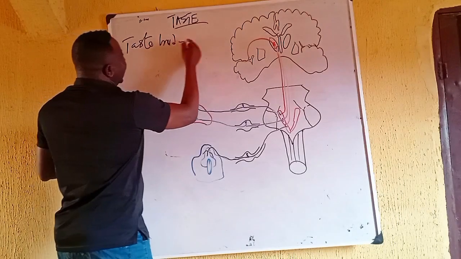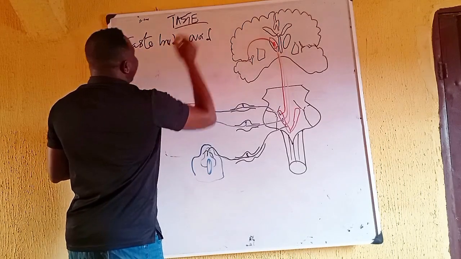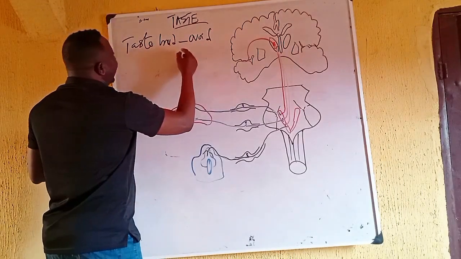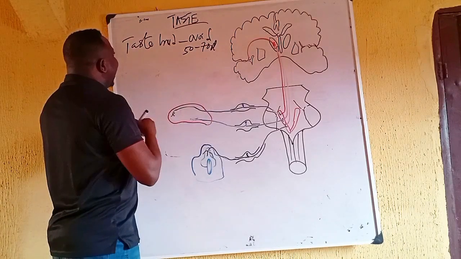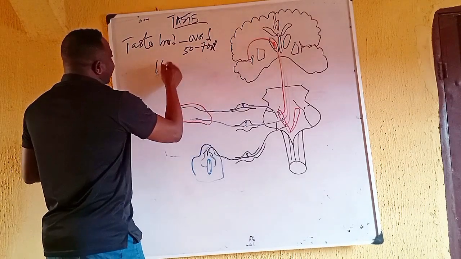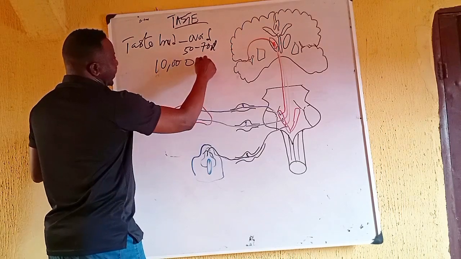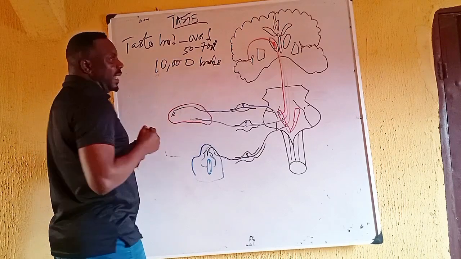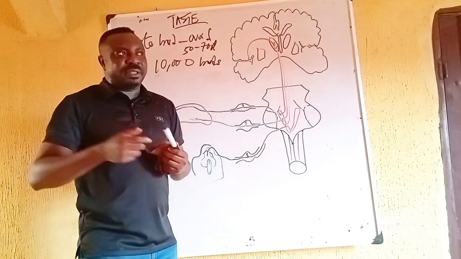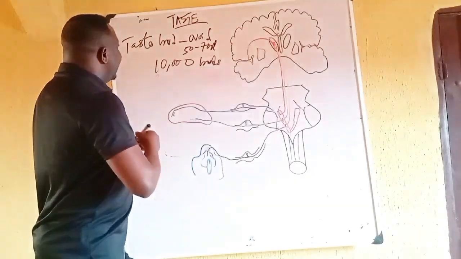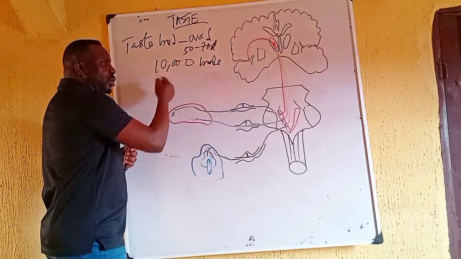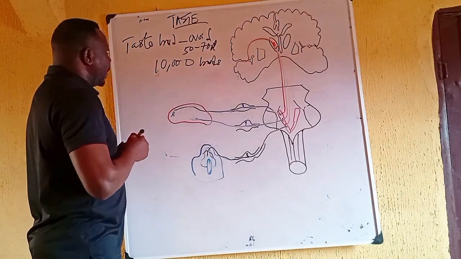Now, taste bud is ovoid in nature and has a diameter of 50 to 70 micron. Adults have about 10,000 taste buds, and children actually have more taste buds. And then as an individual grows older, the number of taste buds usually declines.